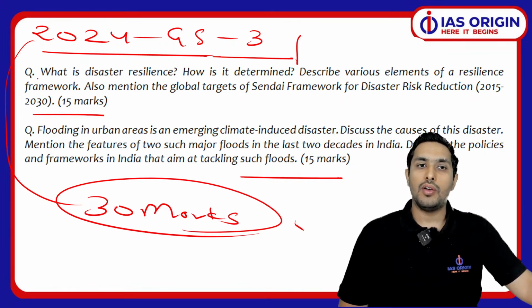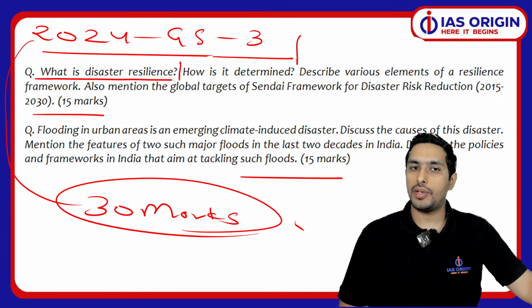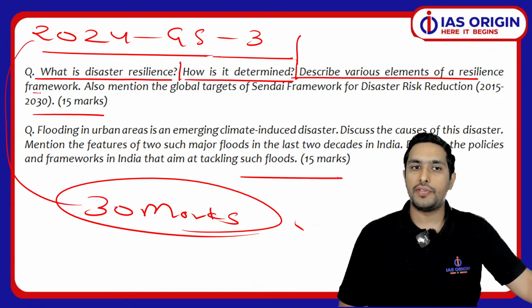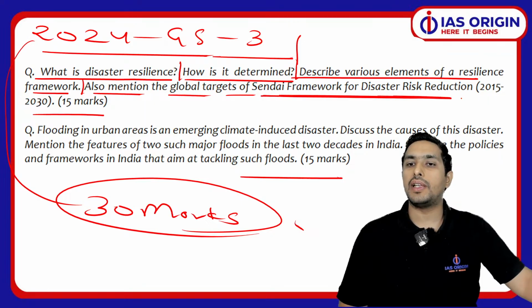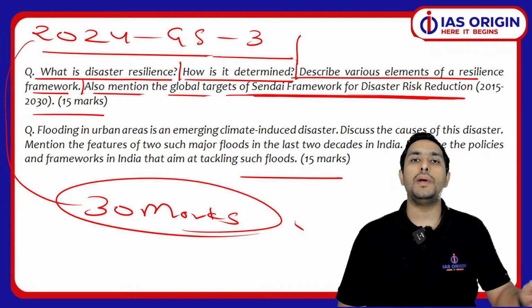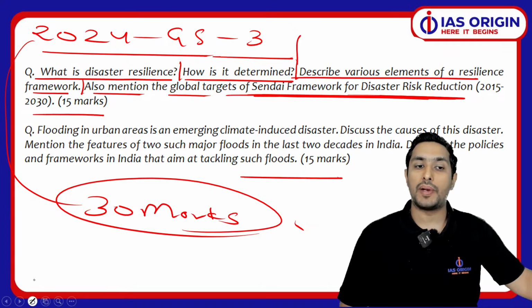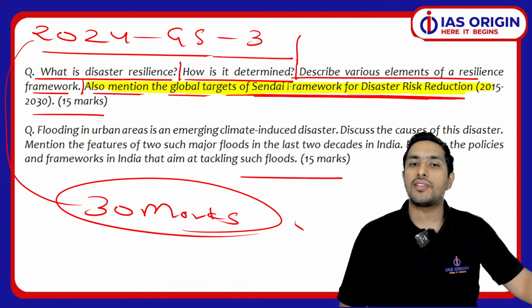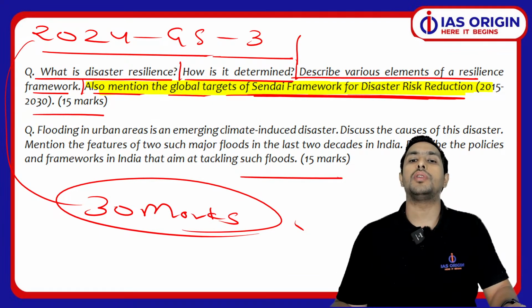Question was, what is disaster resilience? How is it determined? Describe various elements of disaster resilience framework. Also mention the global targets of the Sendai framework. Now see this, this is a global framework. The Sendai framework is a global framework for which we have to have a proper idea. So that's important, that you have to mention global targets of the Sendai framework for disaster risk reduction. That's certainly very much important.